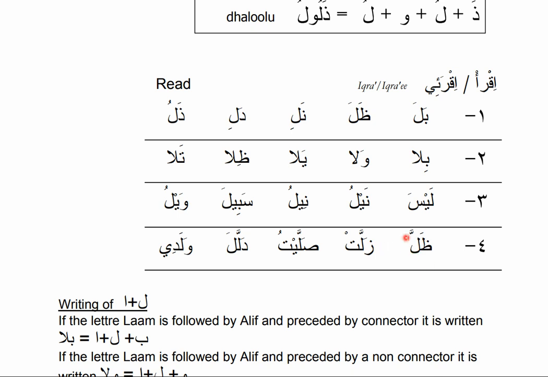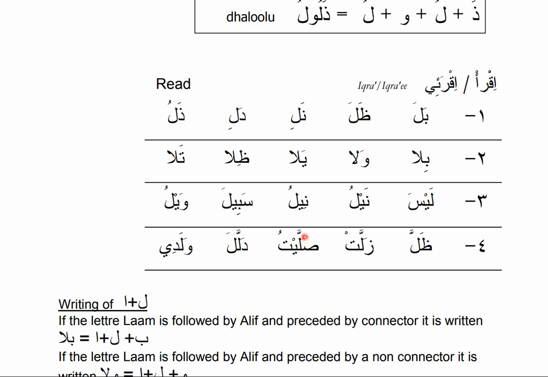And in the fourth line you can see all the lams coming with shadda, and the haraka is not changing, it's only with fatha, shadda with fatha. Walla, zallat, sallaytu. Now you need to stress on the sound of the lam. Why?